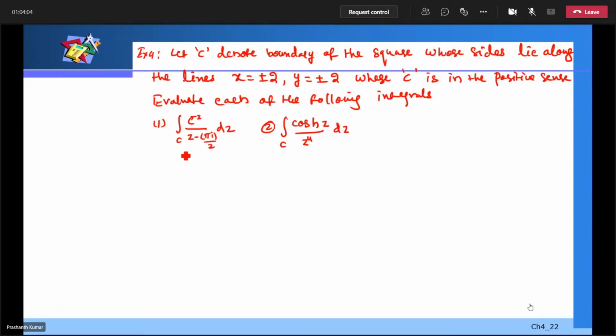The first one is the previous one. How do we do the previous one? The same way we do this problem. Okay, first I will do the second one.